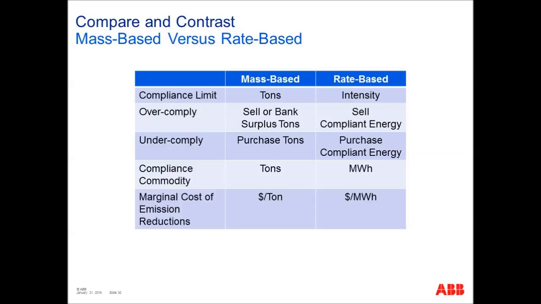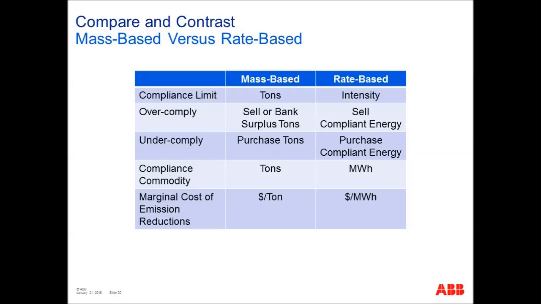So let's just kind of look at a summary. Basically, mass-based is tons, rate-based is intensity. You can sell or bank allowances, or you can purchase compliance allowances. Under the rate-based, you purchase and sell compliant energy. And, of course, the compliance commodity is tons, megawatt hours, and the marginal cost is reflected in dollars per ton and dollars per megawatt hour.